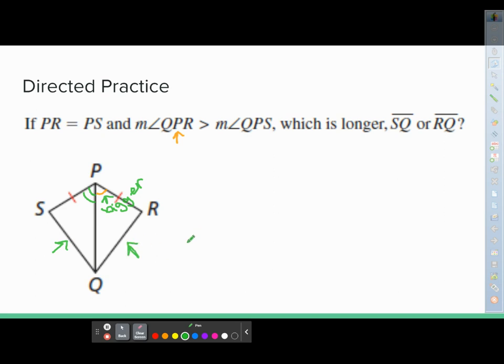So which one's bigger? Maddie, which side would you say is bigger, SQ or RQ? RQ. And why is that? Well, because this angle's bigger. If this angle's bigger, then that makes this side bigger. How'd you know the angle was bigger? It told you on the board. Yeah, I wanted the greater than sign out, so you had to fill that in.